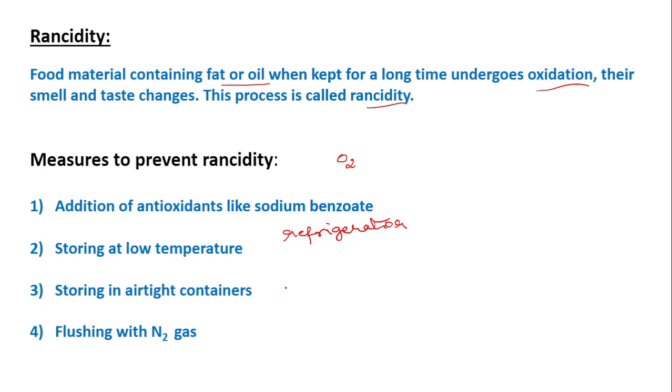If the fried items are stored in airtight containers, then they will be protected from rancidity. Next is flushing with nitrogen gas. You might have observed the Lay's packet, Kurkure packet and all, it will be fluffy. That is due to the nitrogen gas filled in that. Why is nitrogen gas filled? It is almost an inert gas. It will prevent the foodstuff from coming in contact with the oxygen. That is how oxidation is prevented and food will not undergo rancidity.